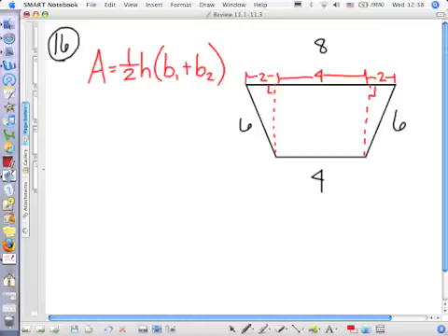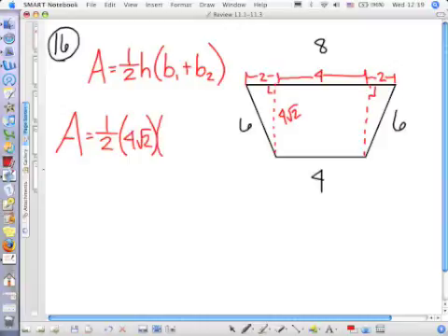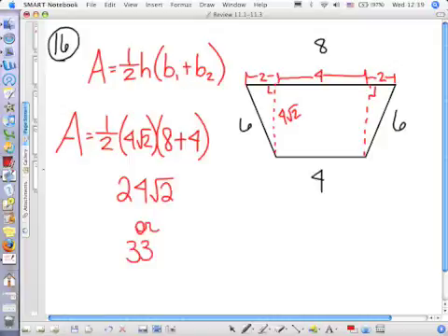Which means on a problem, number 13, we already found that distance. If you got 6 and 2, the other one's 4 square roots of 2. So your area is half the height of 4 square roots of 2, base of 8, plus another base of 4. And when you work all that out, you get 24 square roots of 2, or as a decimal, 33.9.